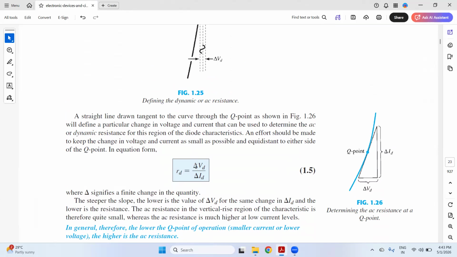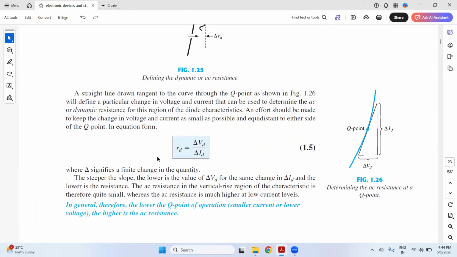See the difference. The static resistance is the actual voltage at that point of time, whereas the dynamic resistance is the change in voltage at that particular point of time. So change in voltage over the change in current is known as the dynamic resistance or the AC resistance. Now you can see this point. Let me highlight this bit for you.